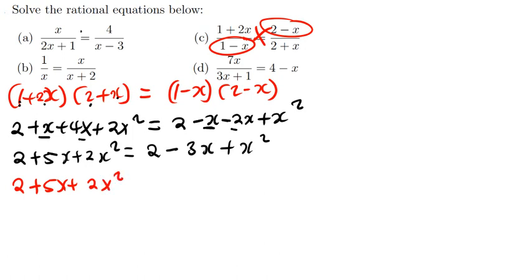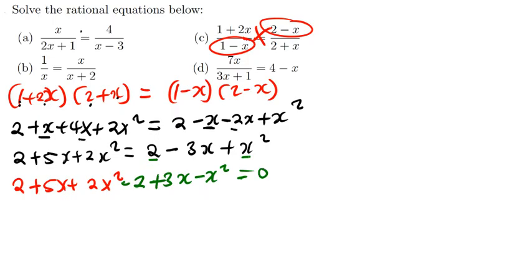Now these ones, they are coming from the other side. I'll use a different color. So this is positive. When it goes to the other side, it's going to be minus 2. This is negative. When it goes to the other side, it's going to be plus 3x. This one is positive. When it goes to the left side, it's going to be negative x squared. Now here I've remained with 0.